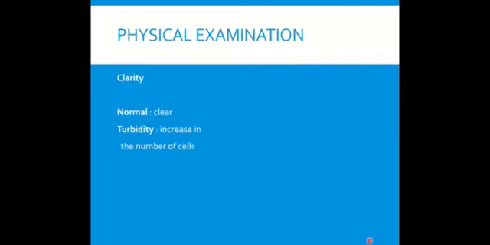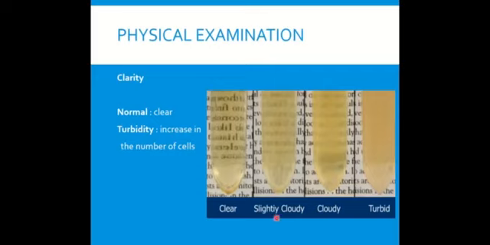Clarity: normal is clear, turbidity is due to increase in the number of cells. Normal CSF is clear, slightly cloudy in tubercular meningitis, cloudy in infection, turbid in acute bacterial meningitis. Now my colleague Matthias will continue.